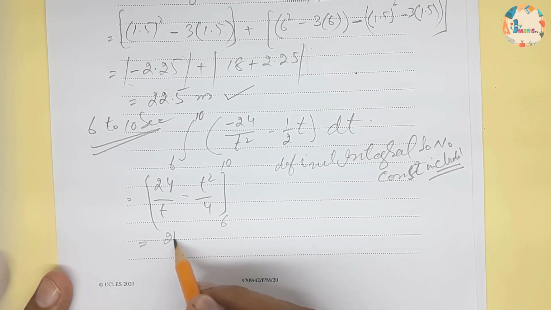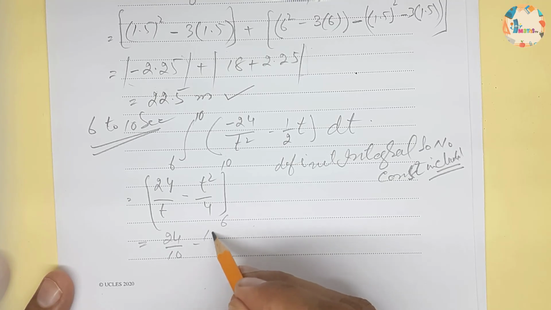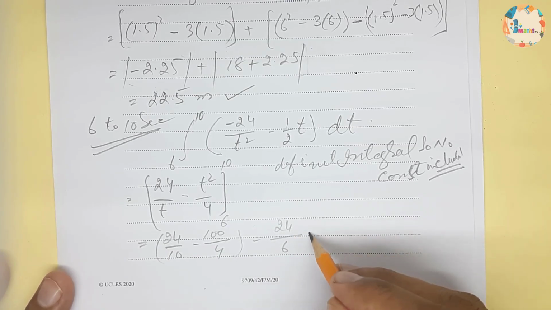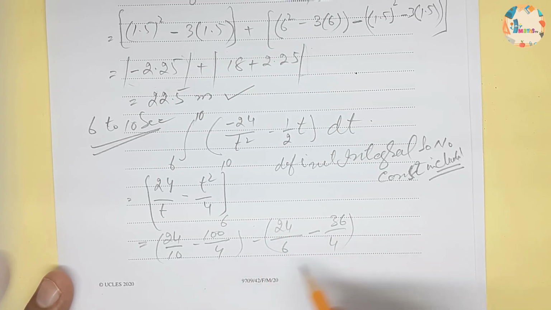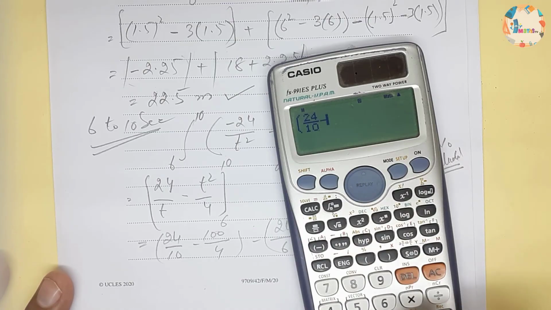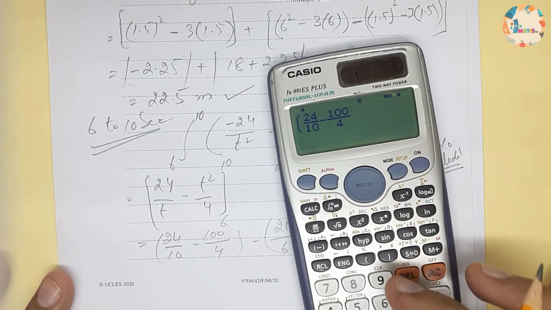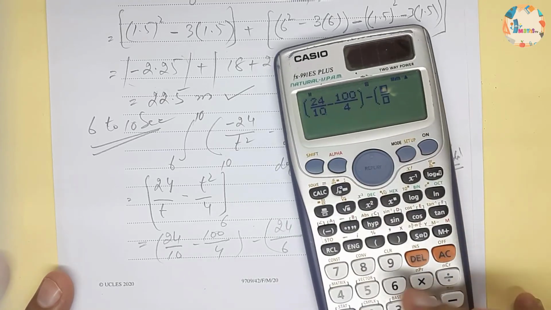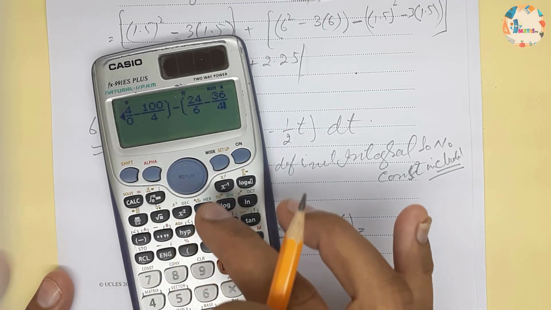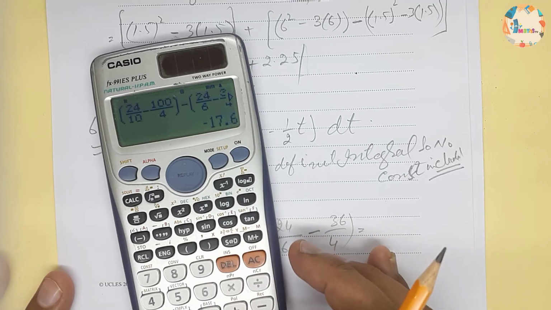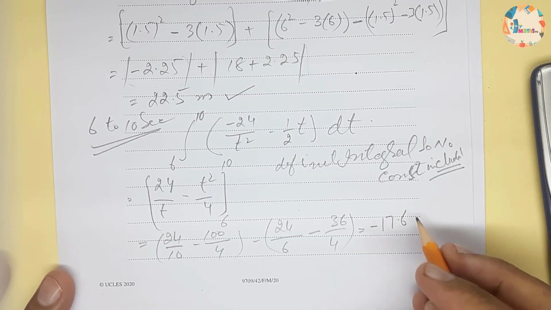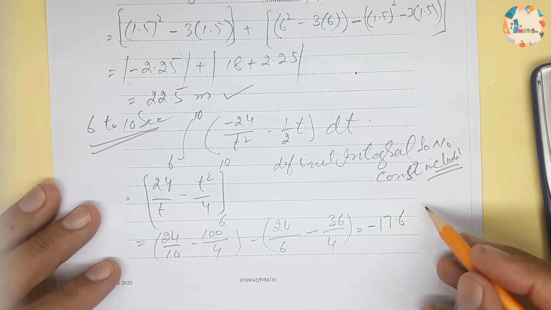Upper limit, if we are replacing, it will be 24 over 10 minus t square will be 100 over 4, this one, and if we replace the lower limit, it will be 24 over 6 minus this will be 36 over 4. And if we simplify, I'll try to simplify in one go. So this will be 24 over 10 minus 100 divided by 4 and bracket close, minus again bracket, this will be 24 divided by 6, minus 36 over 4 and bracket close, and this will be equal to minus 17.6. So minus 17.6 is the value which we got, and this is basically meters, this is distance, right?